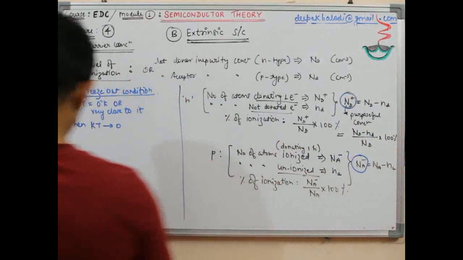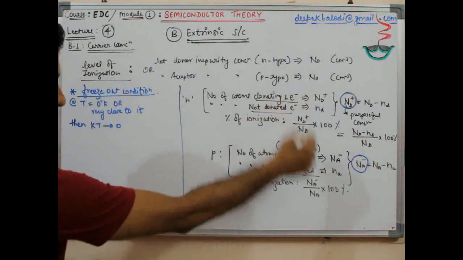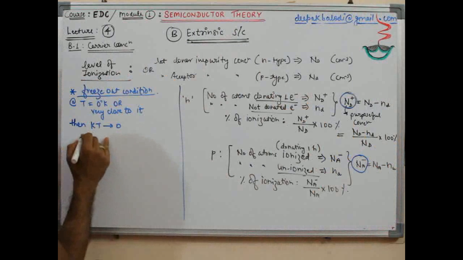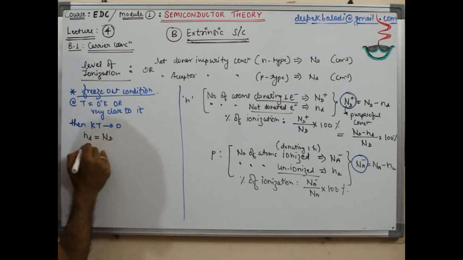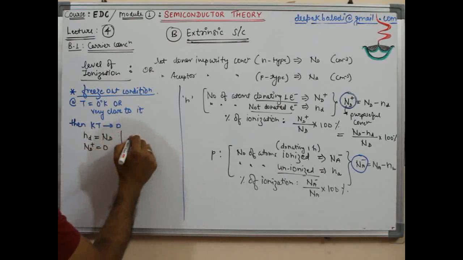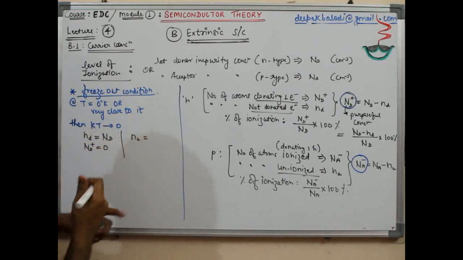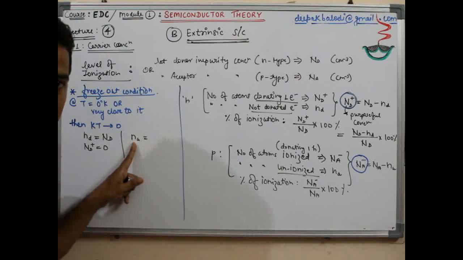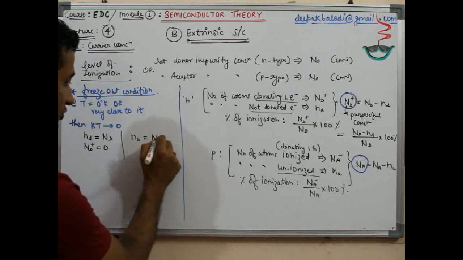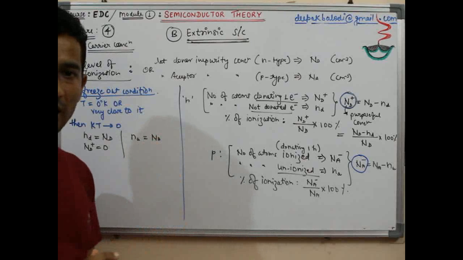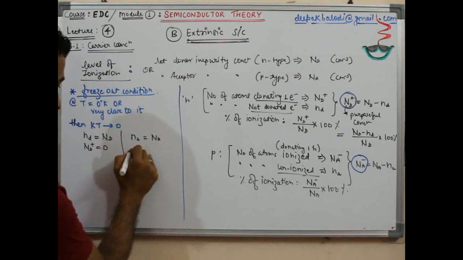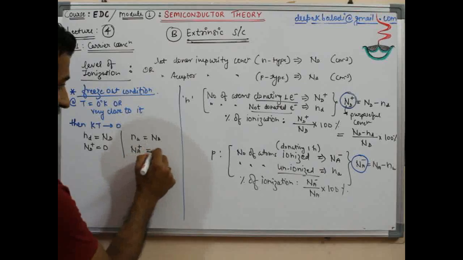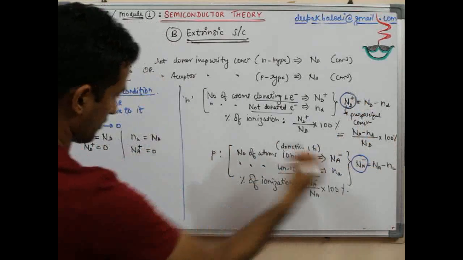So therefore, in this case, from this terminology we can say that Nd is equal to Nd, or Nd plus is 0. So this is quite unfortunate. Or if it is p-type, then Na, the number of atoms which haven't got ionized, is the same as the total concentration. Not even a single atom has got ionized, so they are not donating, not contributing anything. So therefore Na minus is 0. From these relations you can conclude this.